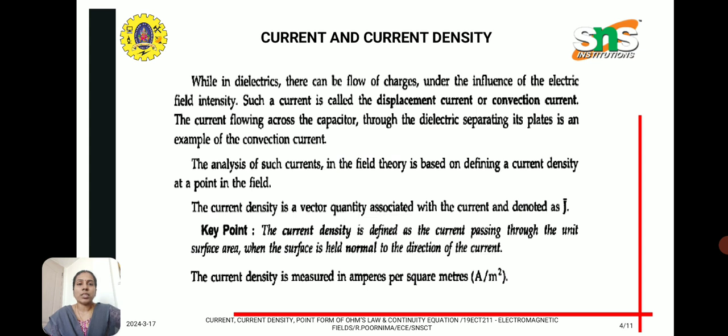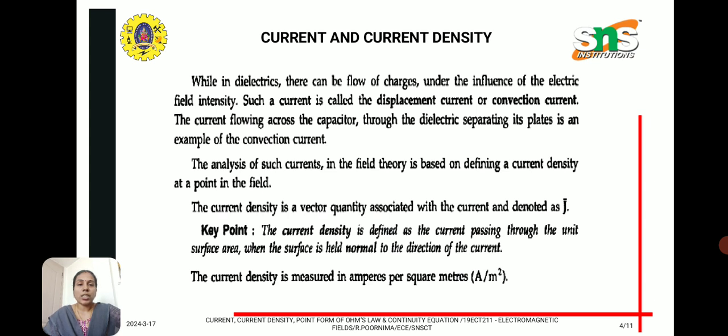In dielectrics, there can be flow of charges under the influence of electric field intensity. Such current is called the displacement current. For example, current flowing across a capacitor through the dielectric separating its plates is an example of displacement current. The analysis of such currents in field theory is based on current density at a point in the field. Current density is a vector quantity, denoted as J vector. It is used to derive Maxwell's equations, which state the propagation of electromagnetic fields.